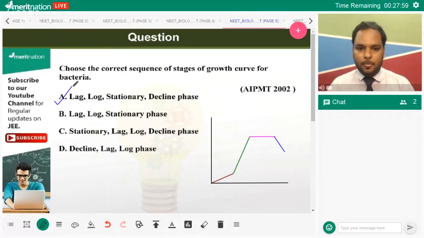Got it, all of you? So this is a question that tells you about the reproduction of bacteria, or any microorganism that divides by binary fission. Okay, come on, let's move further.